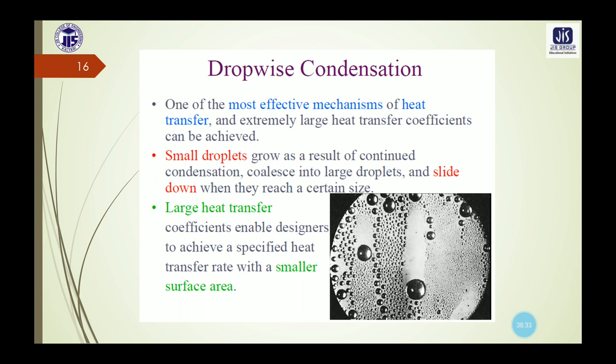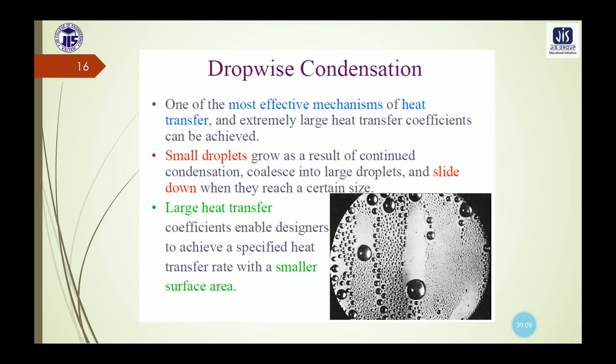One of the most effective mechanisms of heat transfer is the dropwise condensation. An extremely large heat transfer coefficient can be achieved compared to the film condensation. So what happens in case of this dropwise condensation? The vapor condenses into small liquid droplets of various sizes. Those condensate droplets fall down the surface in random fashion, which you can see in this diagram also, in different shape and size.